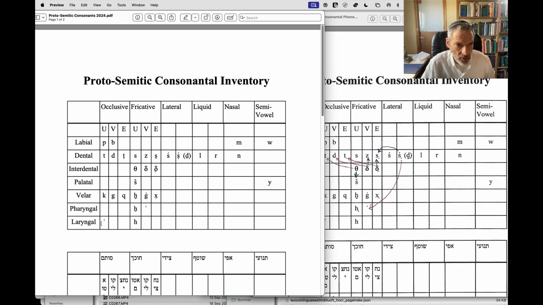Now, if you look here, laryngeal, right, versus the fricative ha. And this is our aleph in Hebrew, and this is the hey in Hebrew. Oh, and the palatal sha and the semivowel ya. I think I might have forgotten to mention that.